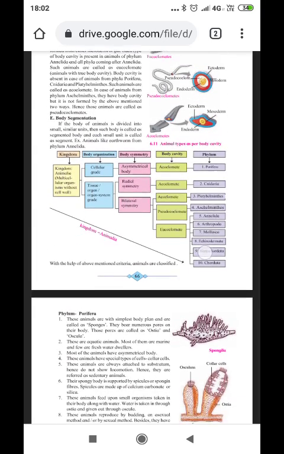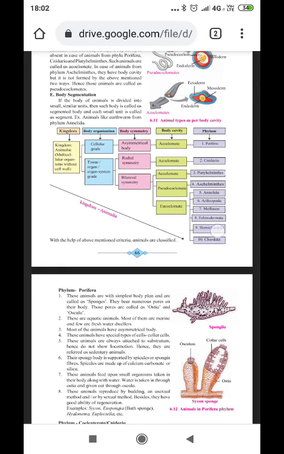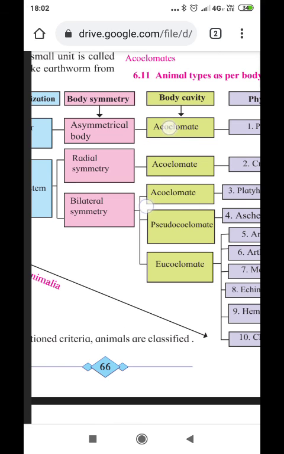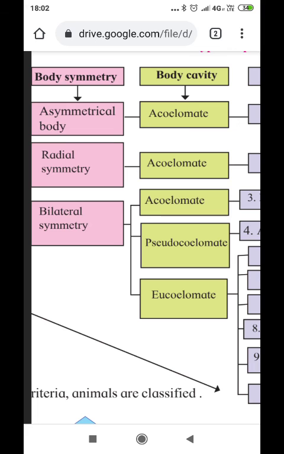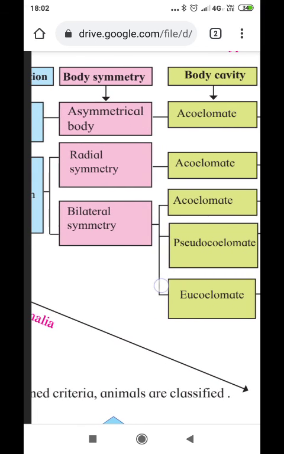Further, the asymmetrical body is divided on the basis of cavity, that is acoelomate. Then radial symmetry is also acoelomate. Further, bilateral symmetry has all three types of cavity: acoelomate, pseudocoelomate and eucoelomate.